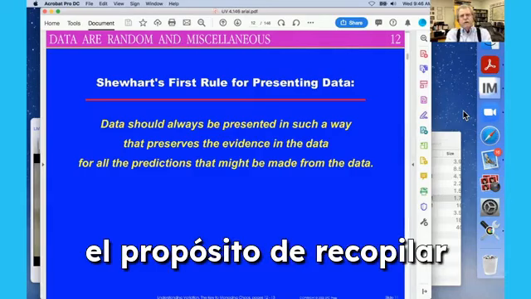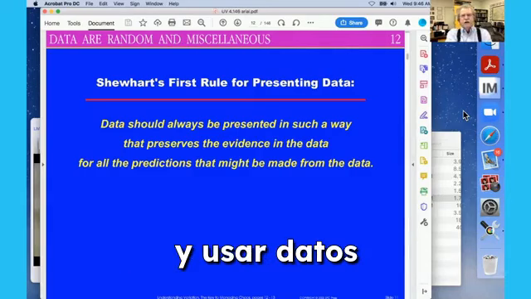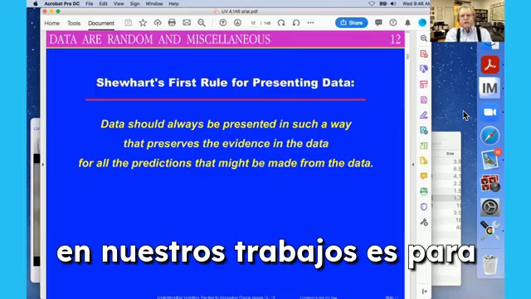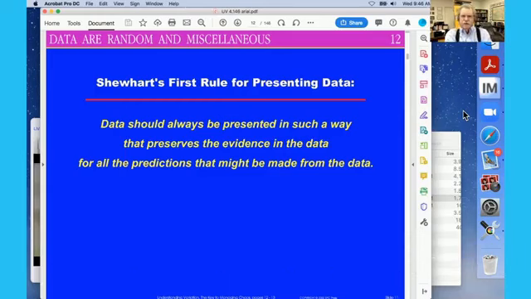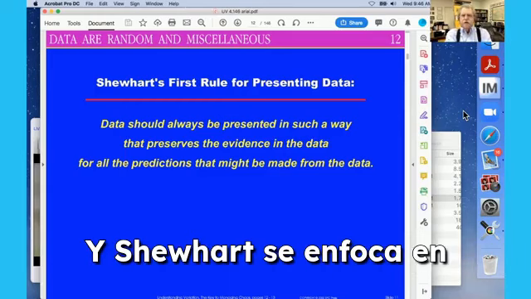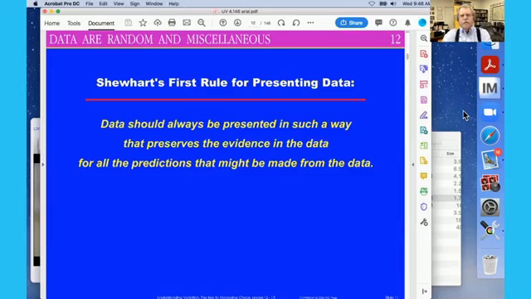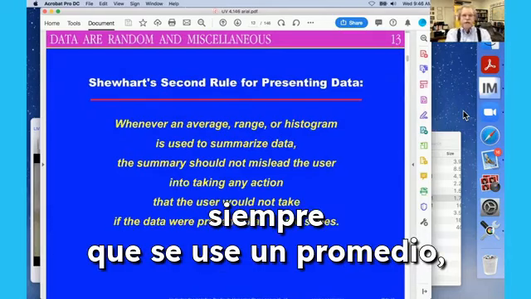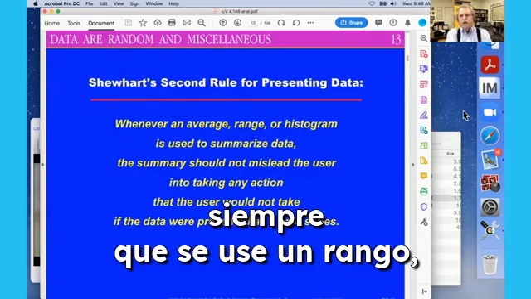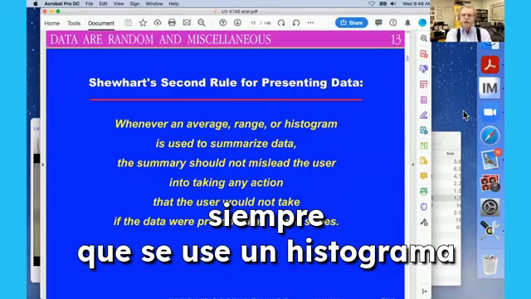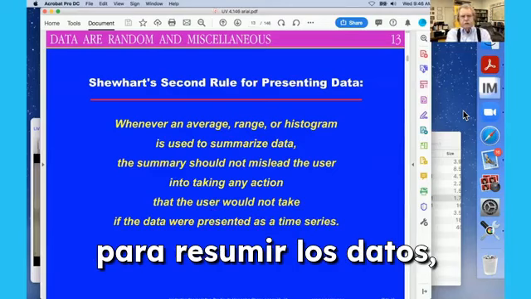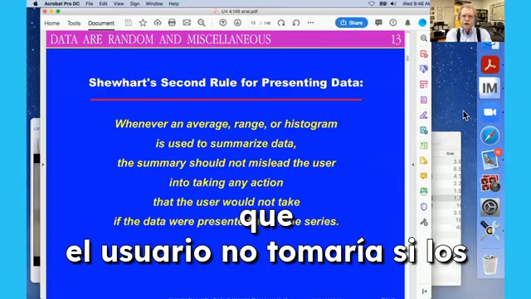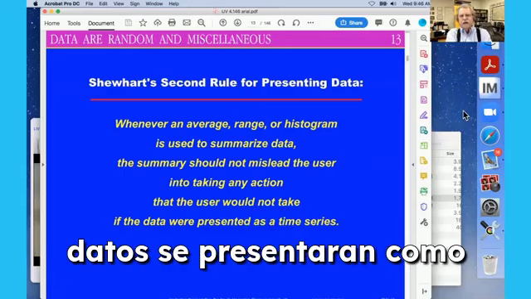You see, the purpose of collecting and using data in our jobs is in order to make predictions. And Shewhart is focused on how do we do that. The second rule, whenever an average, whenever a range, whenever a histogram is used to summarize the data, the summary should not mislead the user into taking any action the user would not take if the data were presented as a time series.